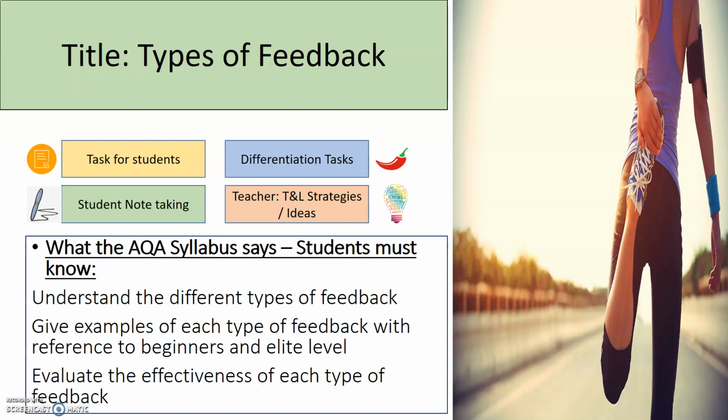So the syllabus for this specific topic asks you to recognise the different types of feedback. So you need to be aware, for AO1, of the different types of feedback. You need to be able to apply that. So the AO2 aspect is giving examples of each type of feedback and specifically looking at the differences where applicable, where they are suited for beginner levels and for the elite level. And finally, evaluating the effectiveness of each type of feedback on specific performers.